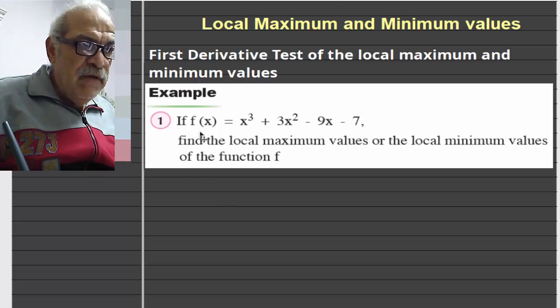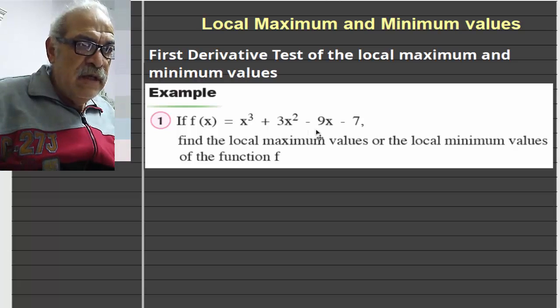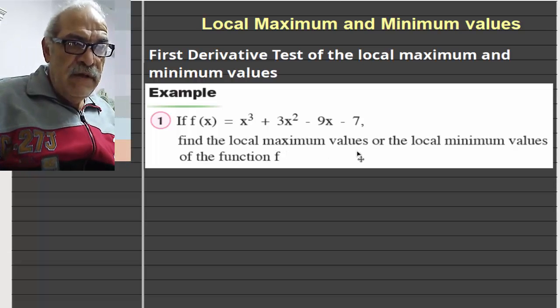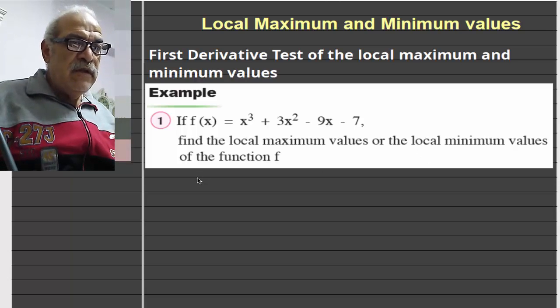Here, if f of x equals x power 3 plus 3x squared minus 9x minus 7, find the local maximum values or the local minimum values of the function f.